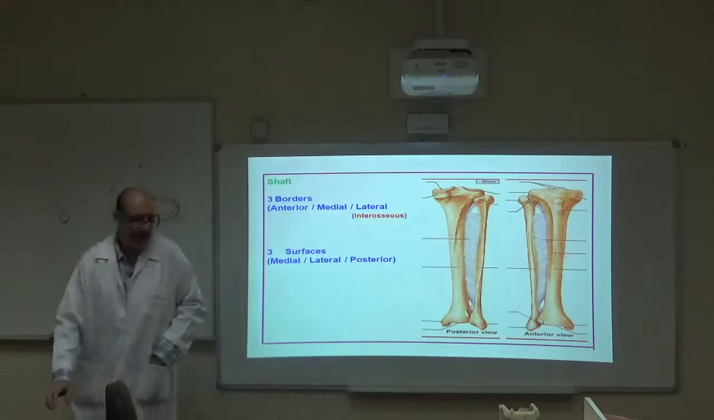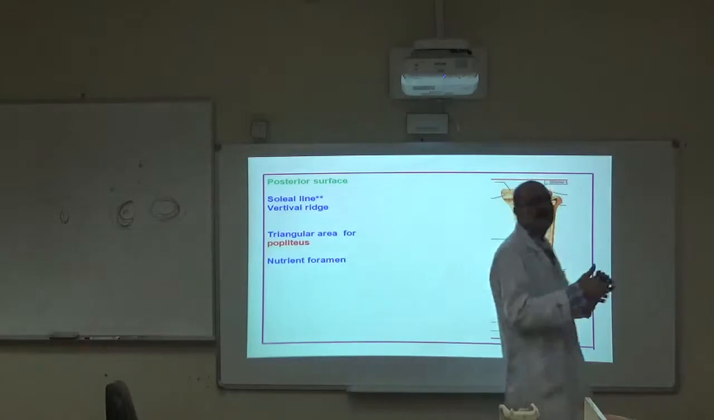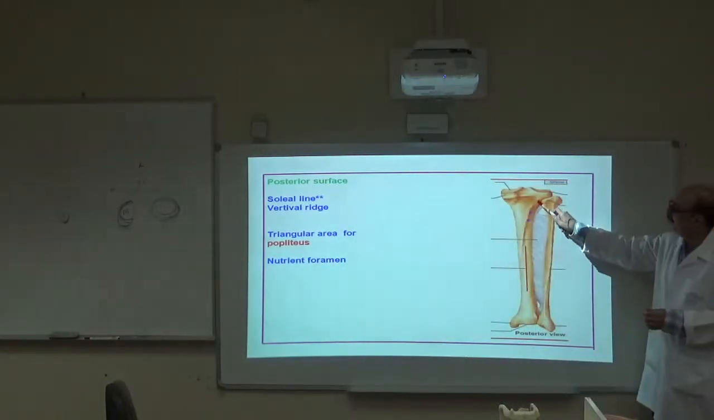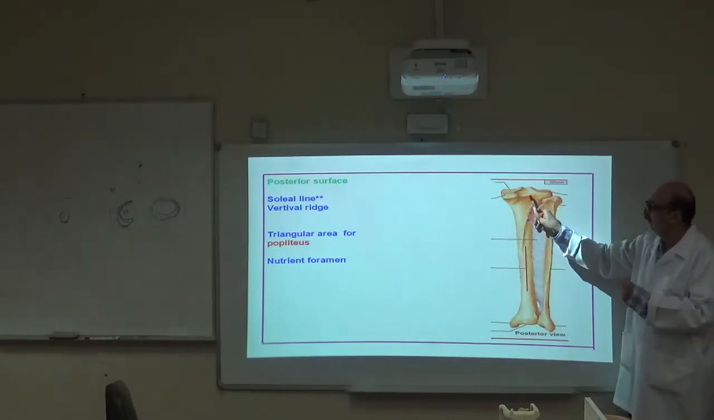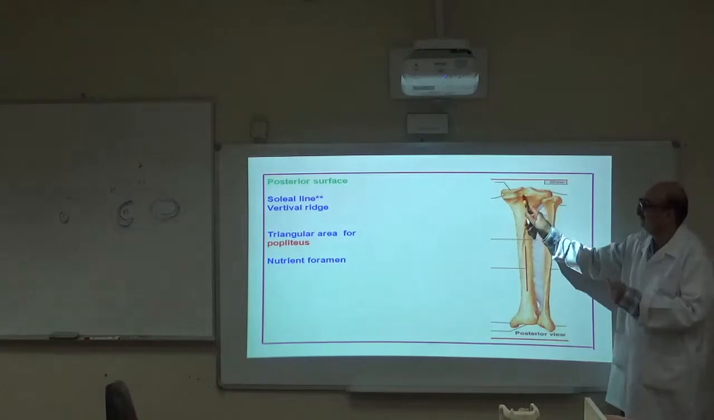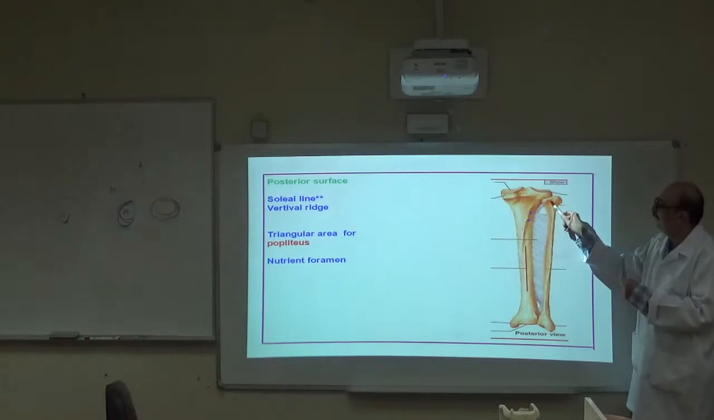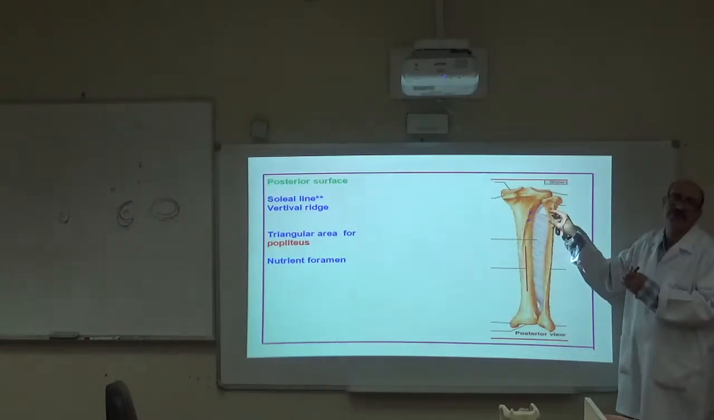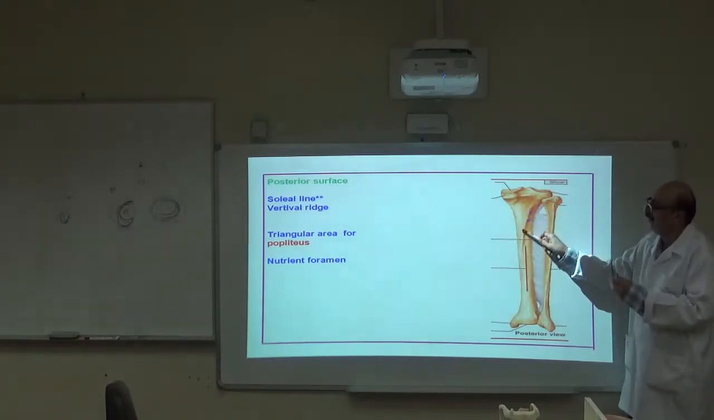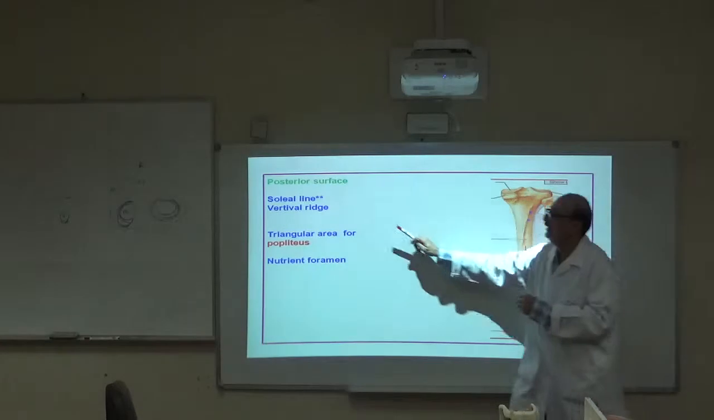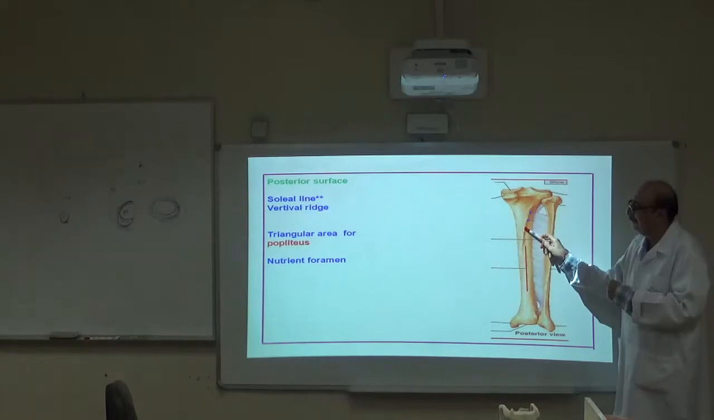Now, try to appreciate the posterior surface, which has most of the muscles attached. Can you appreciate this? This is the back of the tibia. I told you this is the lateral condyle, this is the medial condyle, and there is a groove for semimembranosus. And here is the facet where the superior tibiofibular joint is established. Try to appreciate this line, a ridge sort of structure. This is called the soleal line.